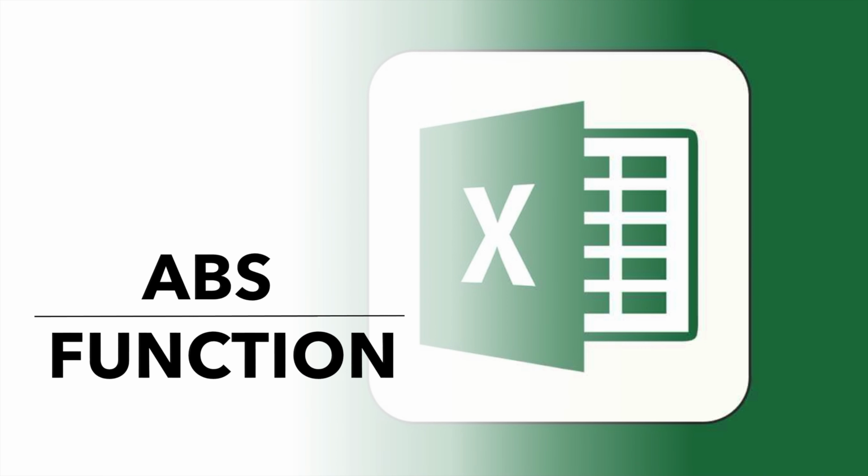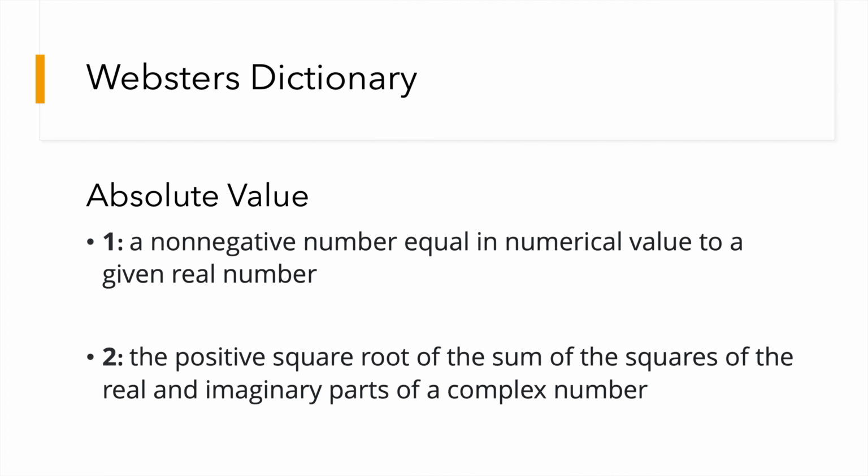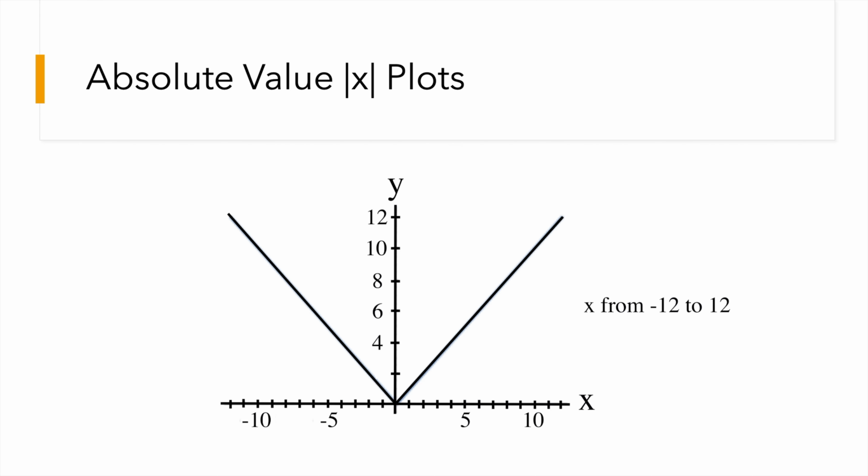In this video we will be discussing how to use the ABS function in Excel. The ABS function in Excel is a straightforward tool for returning the absolute value of a given number. This function proves invaluable when you need to assess the magnitude of a quantity without considering its sign.